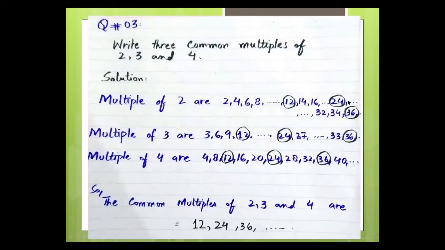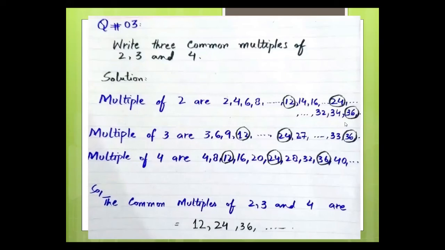Okay. Similarly, 24 is common. 24 is the common multiple in 2, 3 and 4. Here you see that 24 also appears here, and also here. That's why we say that the numbers 12 and 24 are common multiples. If we go further, because we have to find only 3, we just stop over here. But if we had to find more, then we would list out more multiples than these.